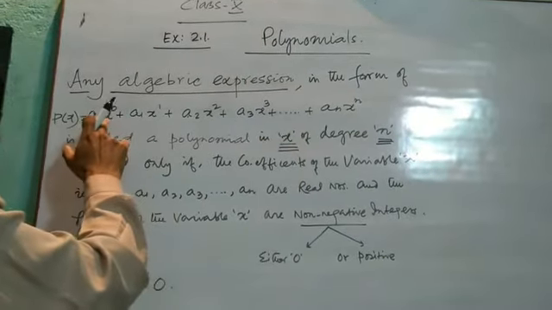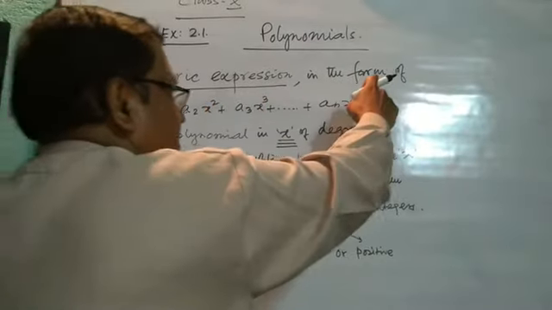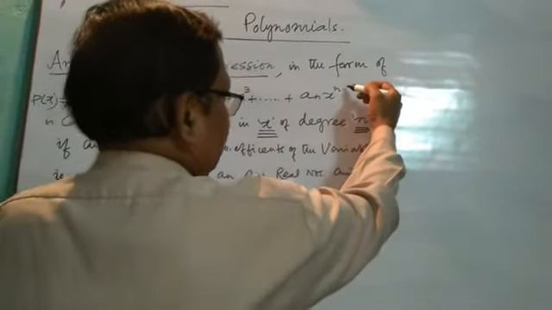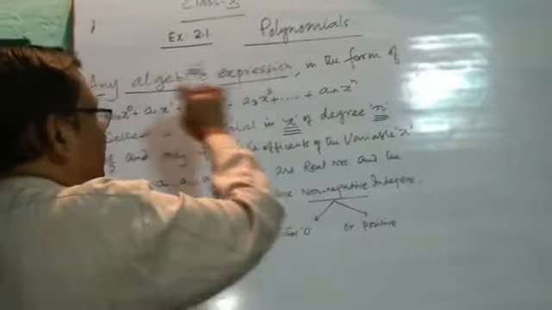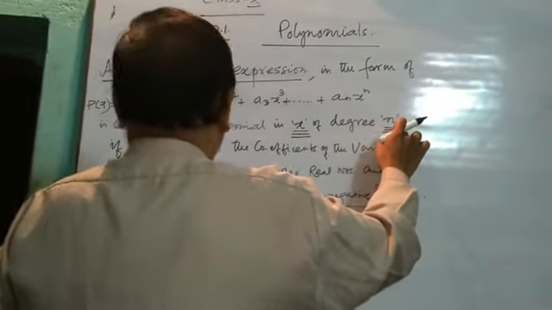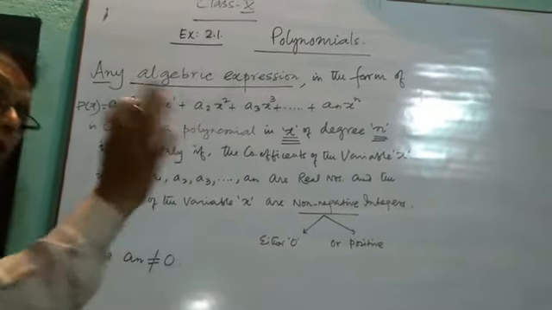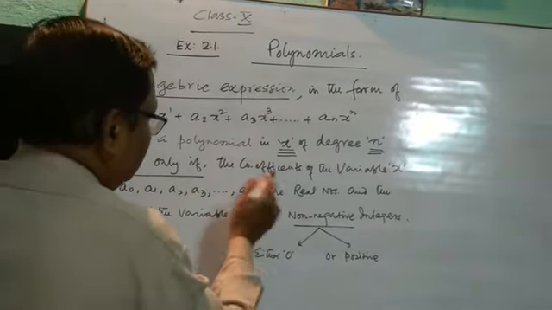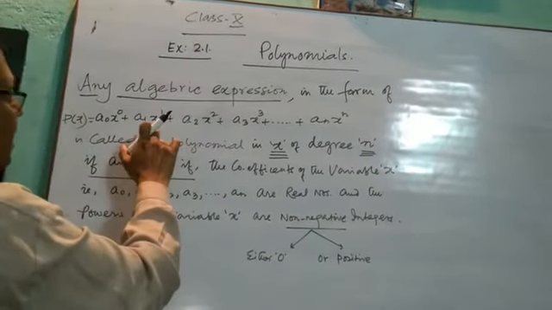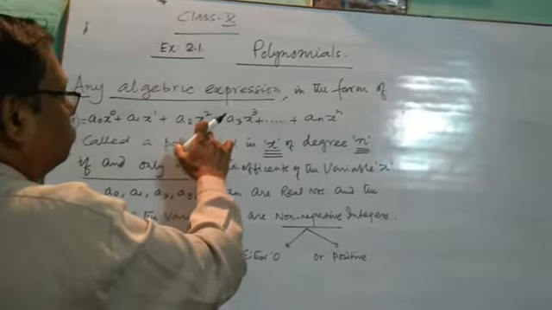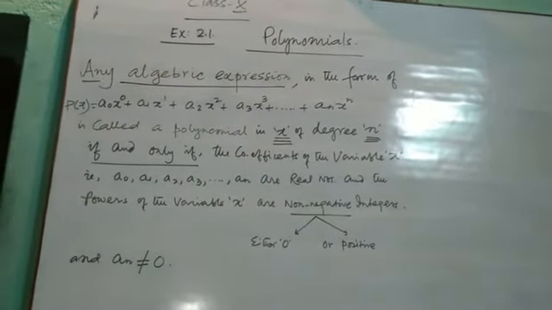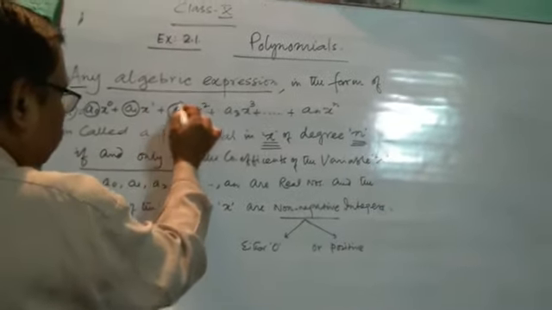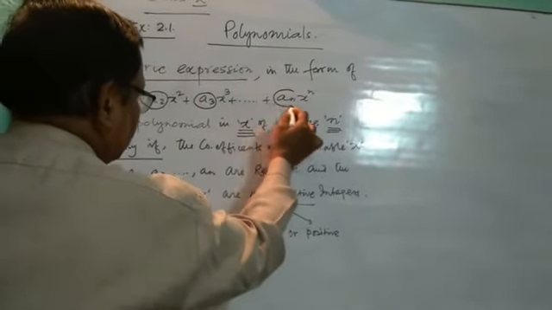Highest power, smallest one is 0, 1, 2, 3, like that. It is supposed that all the powers are arranged in ascending order of magnitude, and in that case, the highest power happens to be n. So it will be called a polynomial in x of degree n, if and only if the coefficients of the variable x, this is x to the power 0, x to the power 1, x to the power 2, x cube, dot dot dot, x to the power n, and its coefficients are a0, a1, a2, a3, these are the coefficients of the variable x.